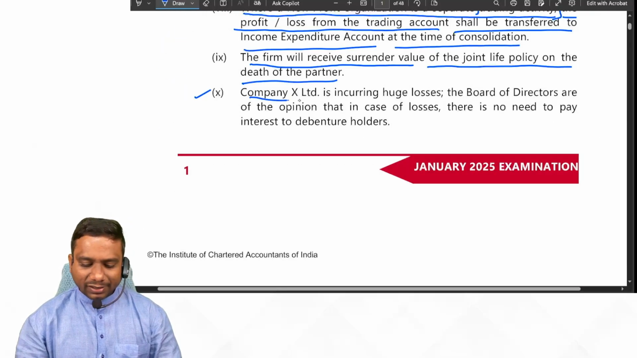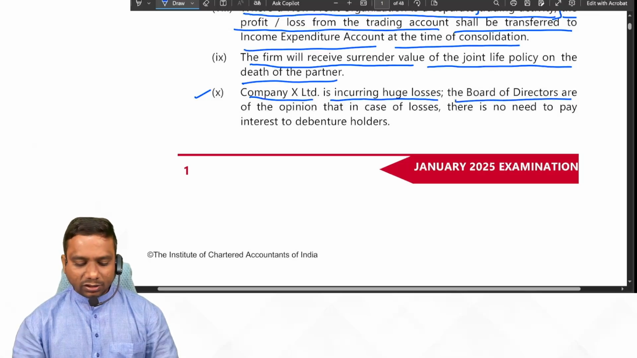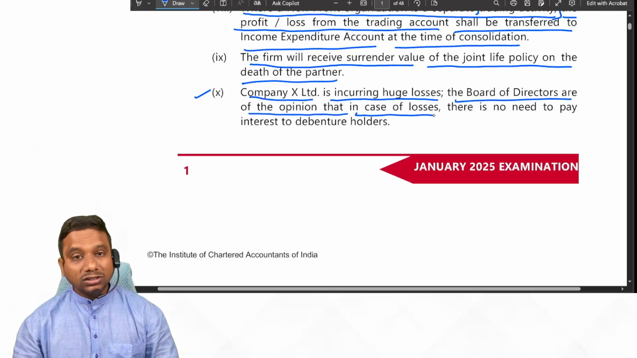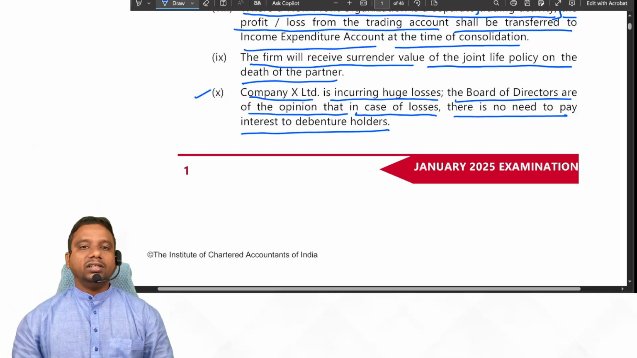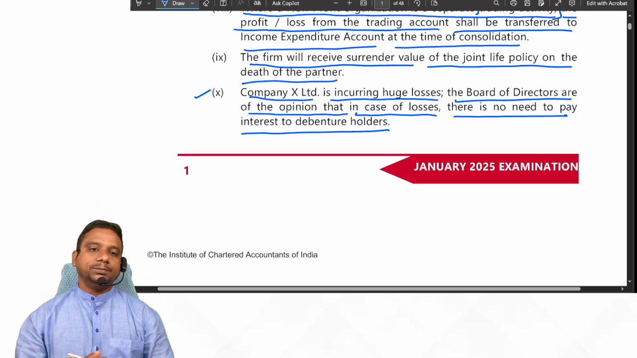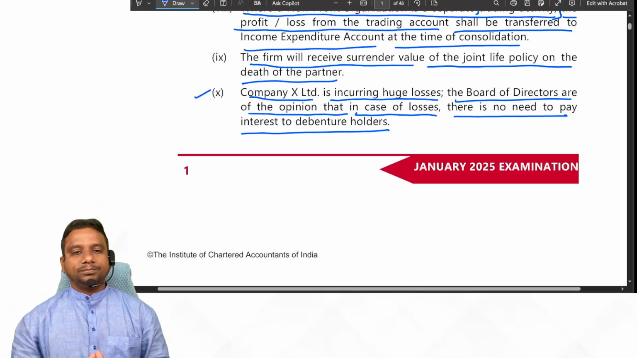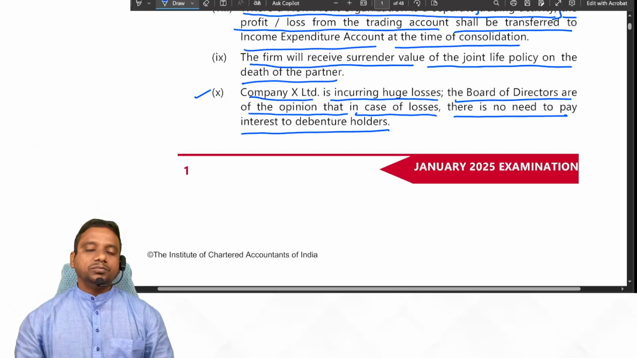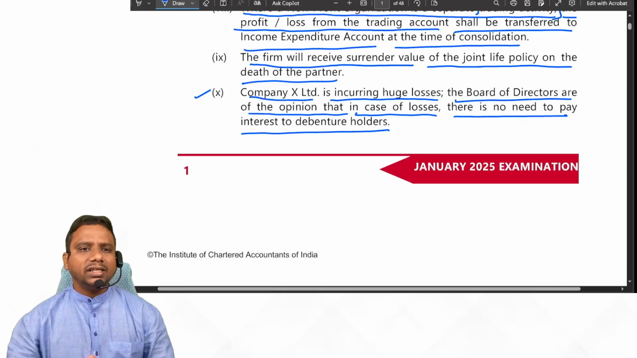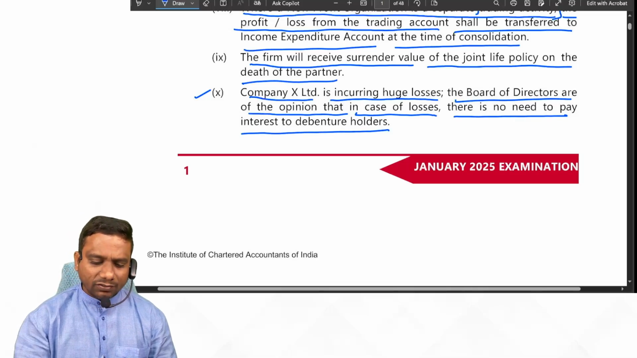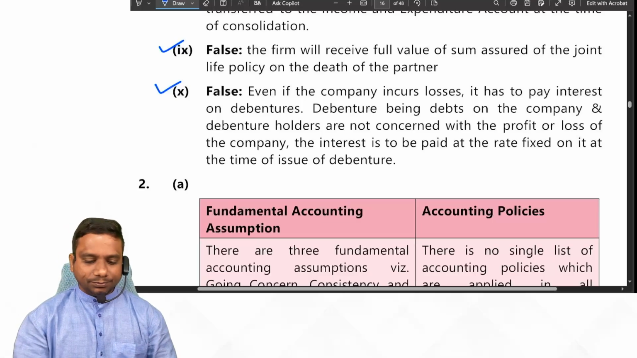Next one. 10th one. Company X Limited is incurring huge losses. The board of directors are of the opinion that in case of losses, there is no need to pay interest to debenture holders. This is false. Irrespective of the profit levels, the company has to pay interest to the debenture holders, and it is charged against profit. Yes or no? So the given statement is false. Observe carefully.